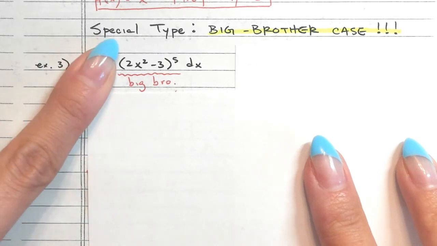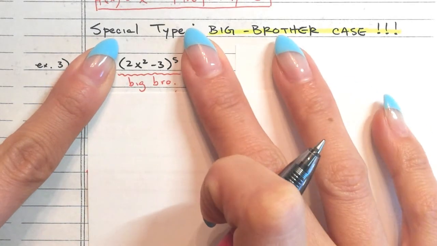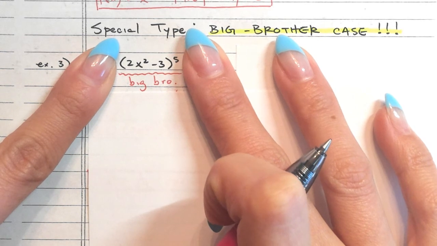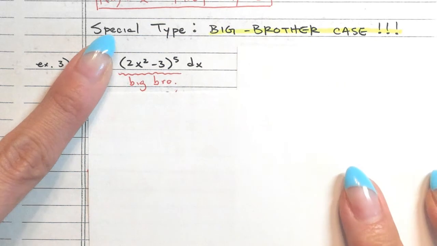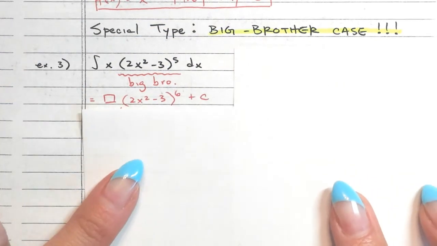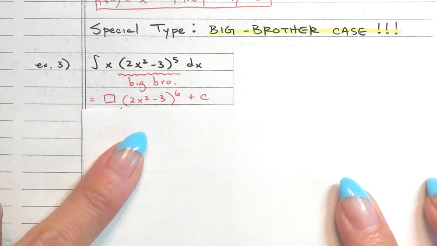And then I'm going to focus on this one. I'm just going to think about this. Where did this come from? Where did a power of 5 come from when you took the derivative? What did it used to be? It used to be a power of 6. So now I'm going to take the derivative.